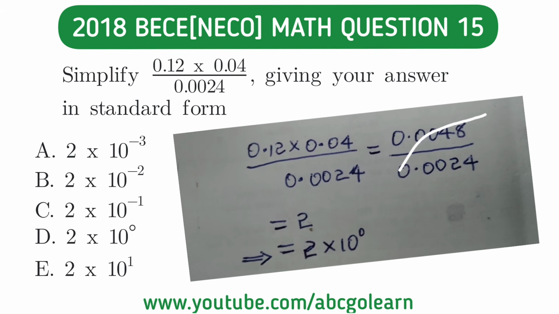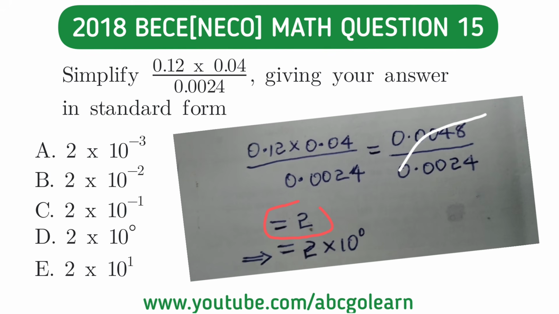0.12 times 0.12 times 0.04 over 0.0024. If you want to do this, if you multiply it, you will get 0.0048 over 0.0024. So after doing that, you divide it, and you will get 2.